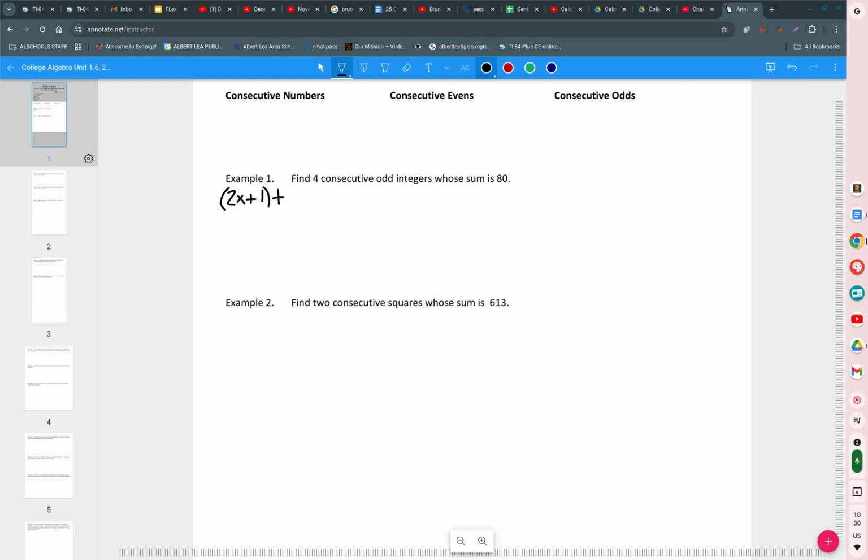This one says 4 consecutive odd integers sums to 80. And so we wrote down these in order to make use of them. And so on the test, you would get 2 points for that equation. We then solve it. You notice we have a total of 8 x's.